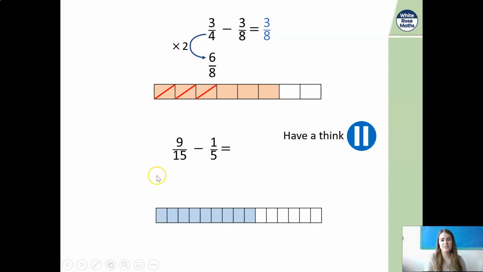Okay, well, 5 to 15, we can multiply by 3. Okay, so we multiply both of them by 3, and that gives us 3/15. So all you need to do is 9 take away 3. 9 take away 3 is 6. Okay, 6/15. Now I'm thinking to myself, 6 and 15 seem like familiar numbers.